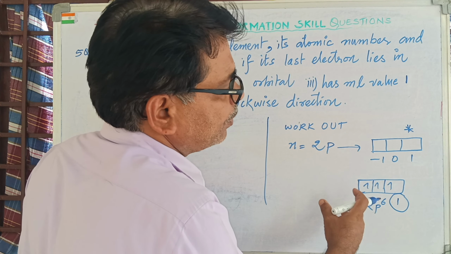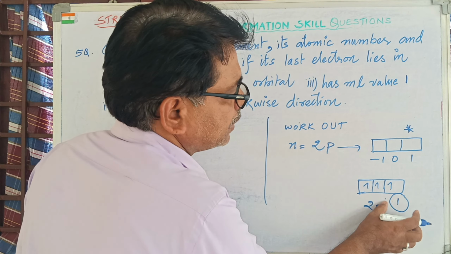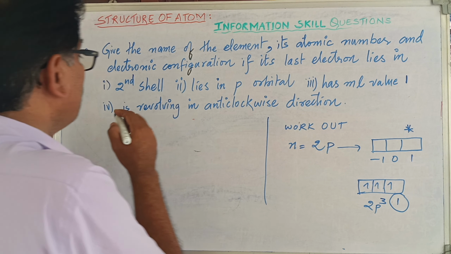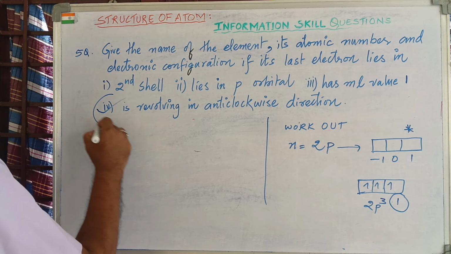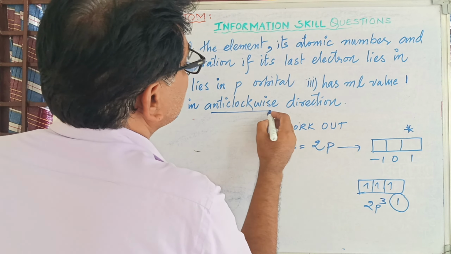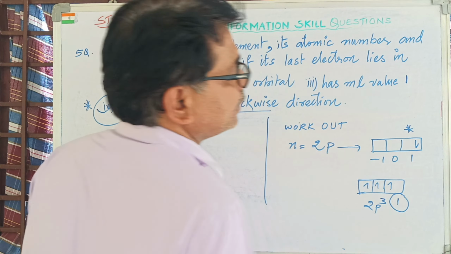He didn't say that it should be paired and it should be the sixth one, nothing like that. So sometimes what happens, it can also become 2p3. Now how to confirm? The fourth point is very important. What is he saying? That the last electron is anti-clockwise. Yes, finish. Anti-clockwise means like this.